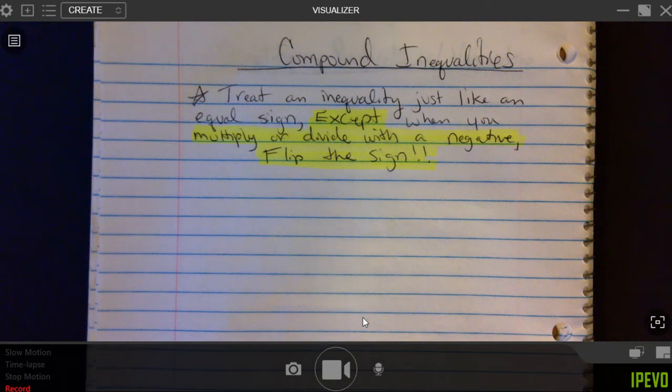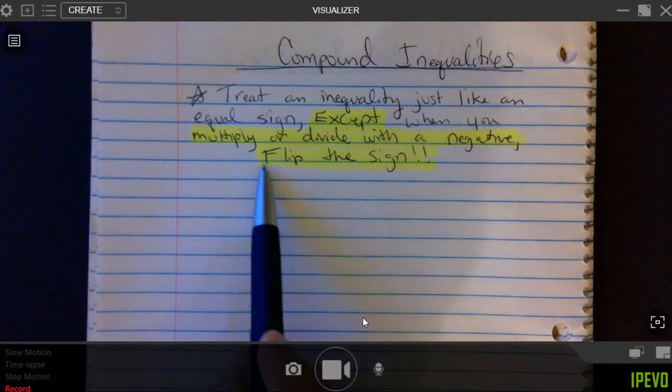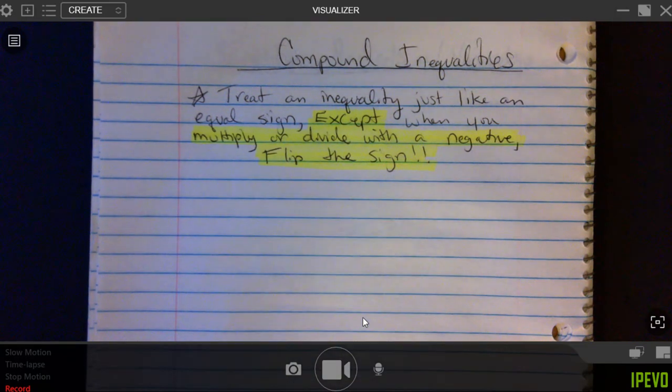So compound inequalities. Remember, when we're dealing with inequalities, you want to treat an inequality just like an equal sign, except when you multiply or divide with a negative, you're going to flip the sign. So compound inequalities. If you think about a compound sentence in English, they take two sentences and put them together. Same thing with compound inequalities in math. We're taking two inequalities and we're putting them together.